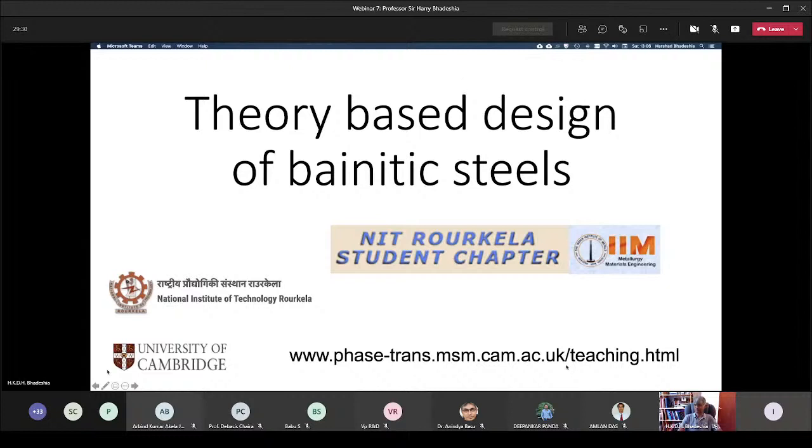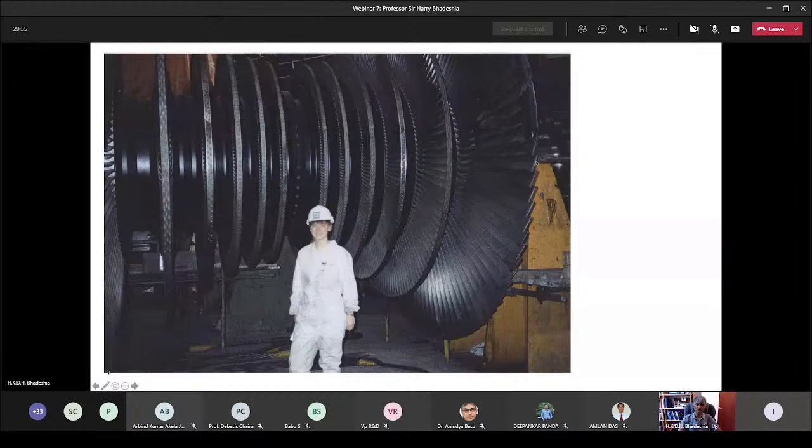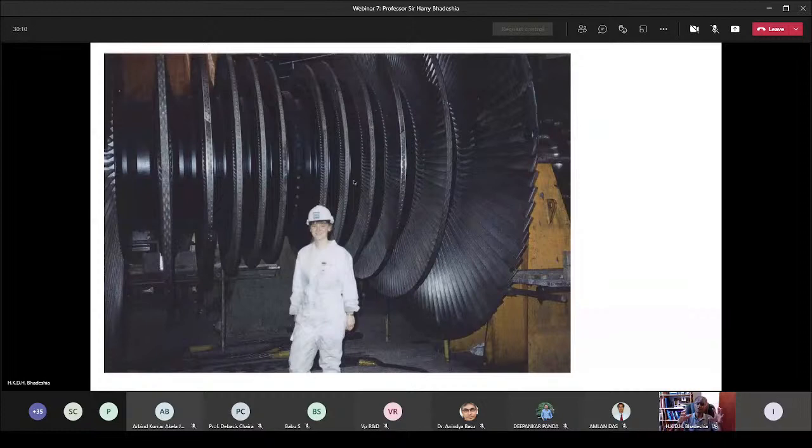Now, bainite. Why is bainite important? After all, we have martensitic steels, which are very nice, strong and tough, and you can control their properties just by heat treatment. Well, when you want to make very large objects, for example, this rotor of a steam turbine, which is much longer in this direction than the photograph shows, you can see that it's a huge size. In order to obtain the optimum properties, there is no way that you can quench such a large object to get a martensitic structure.